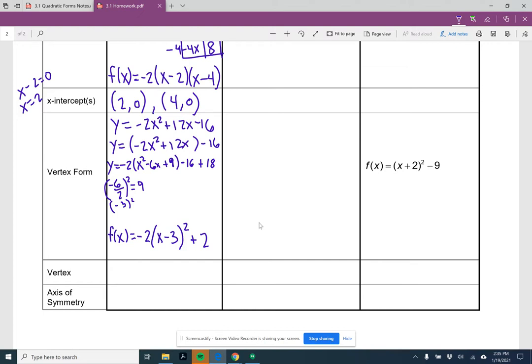Okay. The vertex, that's a (x minus h) squared, so h is 3, plus k, k is 2. So our vertex is (3, 2). We knew that it opened down. Our axis of symmetry is the line x equals 3, and we are finished with problem number 4.